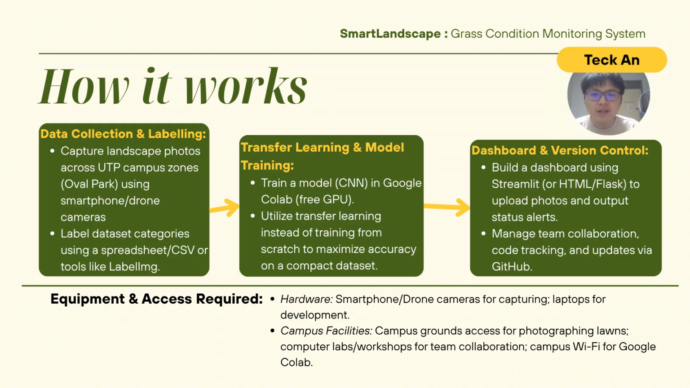And next is the model training. We will train a model, which is a CNN, in Google Colab. And we will also utilize transfer learning instead of training from scratch to maximize the accuracy.